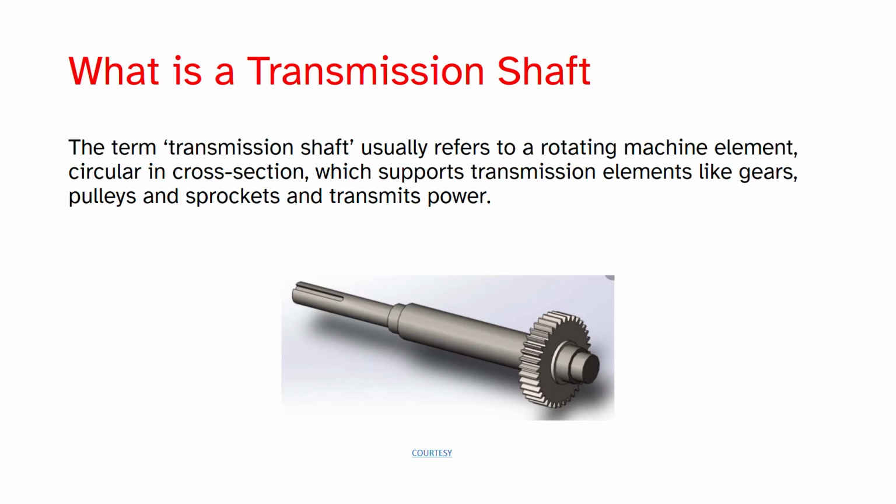Designing a shaft means basically finding out its diameter. If the shaft is solid, we need to find only one diameter. If the shaft is hollow, we will find two diameters, that is, internal and external.